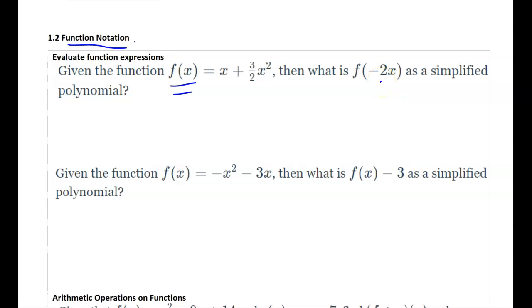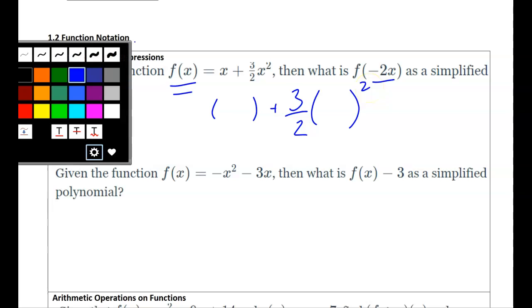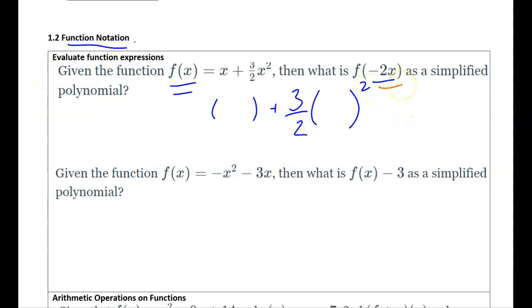Okay, so f of anything means plug in anything for x. So what I'm going to do is rewrite this function. I have x plus 3 halves x squared, but every time I have an x, I'm going to leave a little space. And then in that space, I'm writing in negative 2x. So I get negative 2x plus 3 halves negative 2x squared.